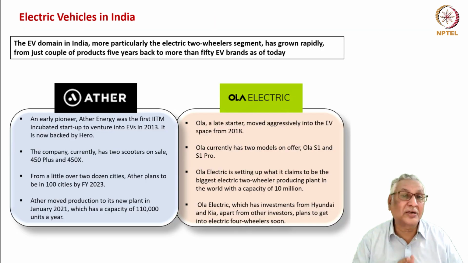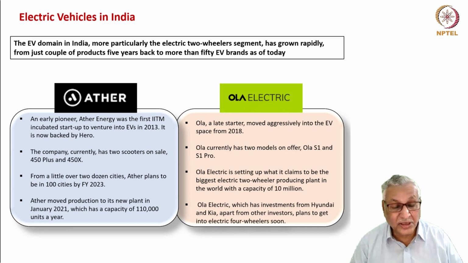So when you look at the electric vehicle development in India, two models come up. One is the Ather model and the second is the Ola Electric model. Ather model was an early pioneer and it was the first startup venture in the electric vehicles in 2013, which is now backed by Hero. It has two scooters on sale, 450 Plus and 450X. It is now present in over 2 dozen cities and the company wants to be in 100 cities by FY 2023. And the company will have 110,000 units as an annual production target.